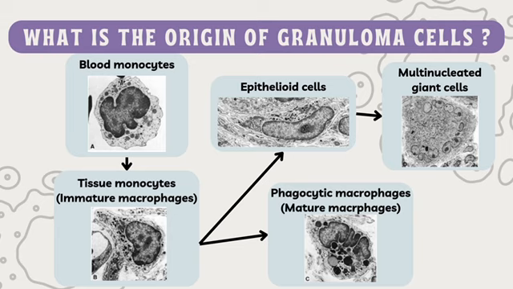So where do these cells actually come from? And what is the origin of granuloma cells? All those cells begin from blood monocytes, which then differentiate into tissue monocytes or immature macrophages when leaving the bloodstream. After being triggered or activated by chronic infection or foreign materials that cannot be effectively cleared, those immature monocytes will further differentiate into phagocytic macrophages, or mature macrophages, and epithelioid cells. Then, the epithelioid cells will sometimes fuse and form multinucleated giant cells.